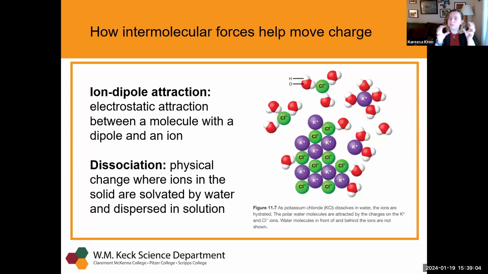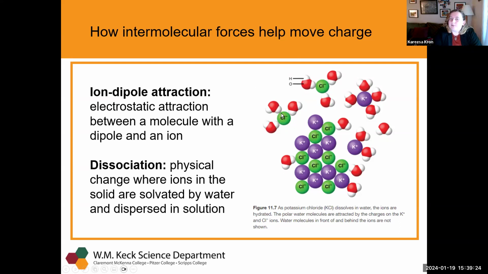And this dispersion in the solution, surrounded by waters as separate ions, helps us conduct electricity, because once they're all spread out, you can move them back and forth and get charge out of it. And so this is helpful, and it comes from the fact that dipoles are happy to interact with the ions here.